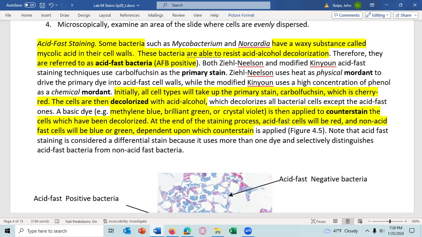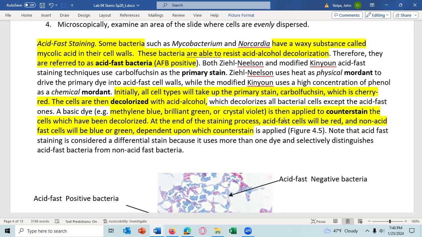And this stain we call a counterstain because it is the second stain used, and it's a different color from the primary stain. At the end of the staining process, you then take a look at the cells. The acid-fast positive cells will stain red or reddish, and the non-acid-fast cells will lose the carbol fuchsin, and then they'll be stained blue or green depending on which counterstain was used.